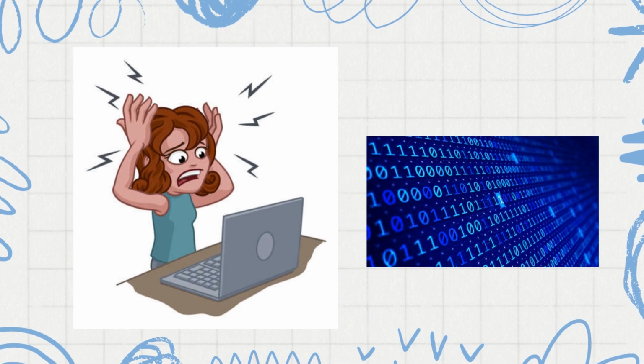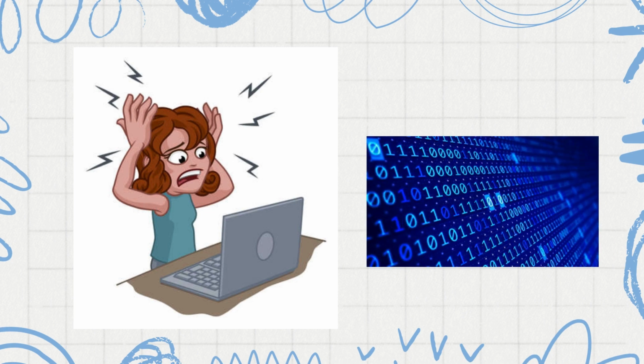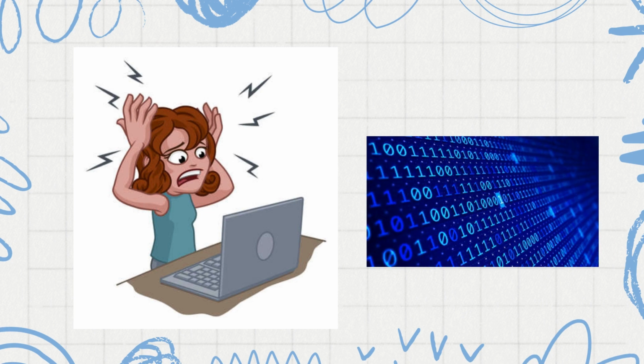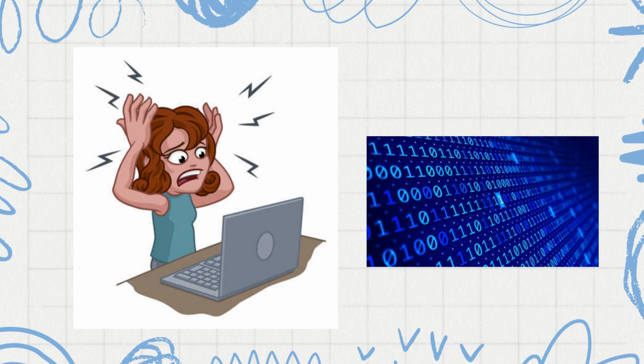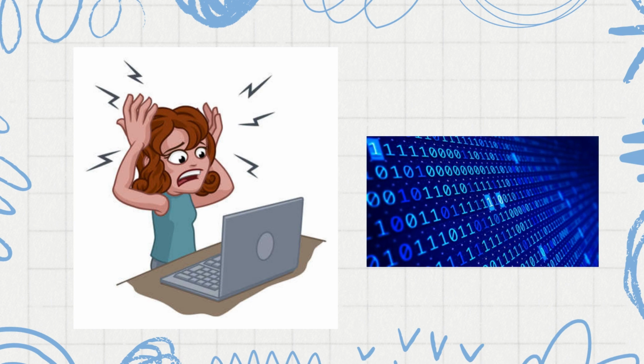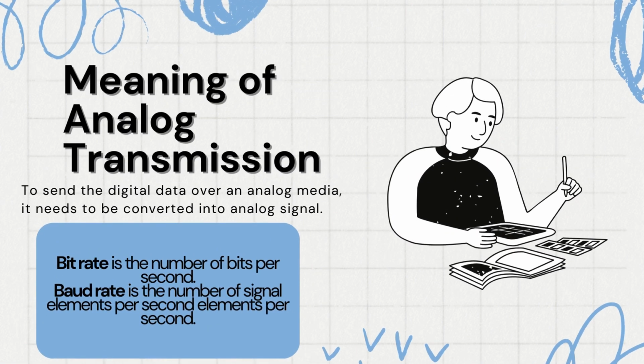Imagine this: you have a message, but it's in the form of zeros and ones, the language of computers. How do you send it across long distances, through noisy channels, and into someone else's computer? That's where analog transmission comes in. Now, the meaning of analog transmission is to send digital data over an analog medium. It needs to be converted into an analog signal.